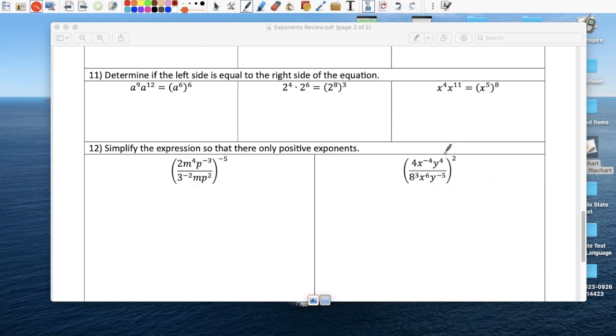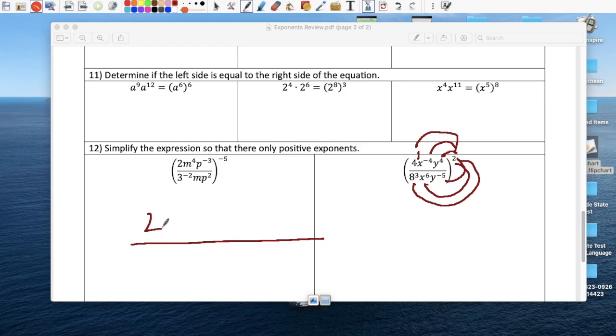Okay. That's done. Let's do this one again. Go ahead and put a 1 on top of the 4. Everybody else has an exponent, so we're good to multiply the 2 times that, this times 2, this times 2, this times 2, 6 times 2, and the exponent of 3 times 2. So let's write this down. 4, it's 2 times 1, which is 2. X would be negative 4 times 2, which is negative 8. Y, it's an exponent of 4 times the 2 outside, it's 8. The 8 would be 3 times 2, which is 6. The X would be 6 times 2, which is 12. And the Y would be negative 5, right, times 2, which is negative 10.